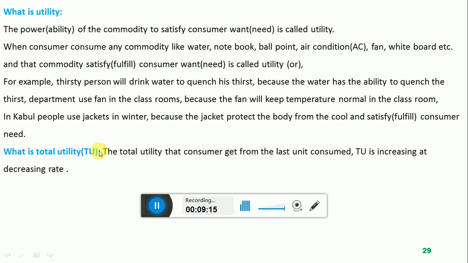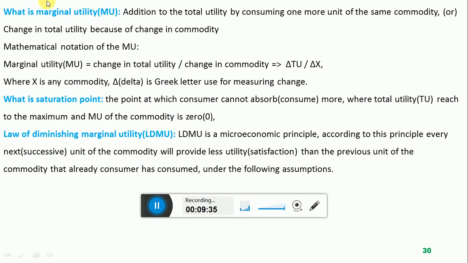What is total utility? Total utility means total satisfaction from the commodity consumed. So total utility, the utility of the last unit of the commodity consumed, is called total utility, and total utility is increasing at a decreasing rate. What is marginal utility? Marginal means incremental, izafi. So marginal means addition to the total utility by consuming one more unit of the same commodity, or change in total utility because of change in commodity.